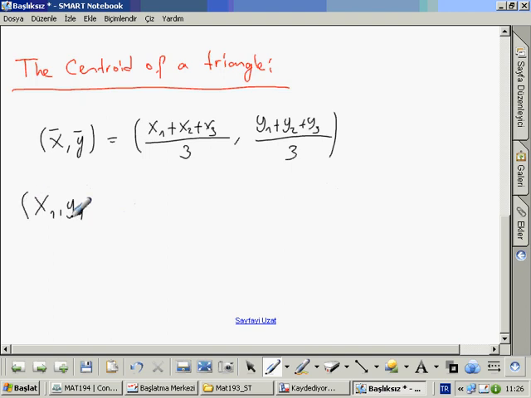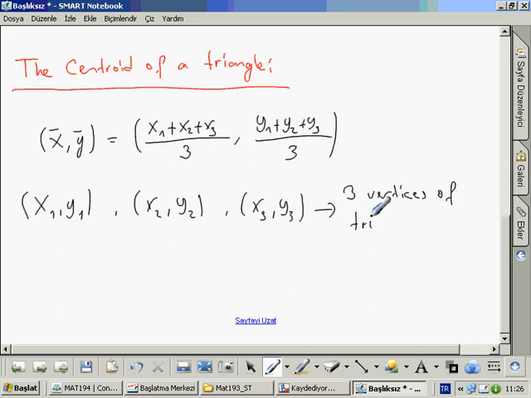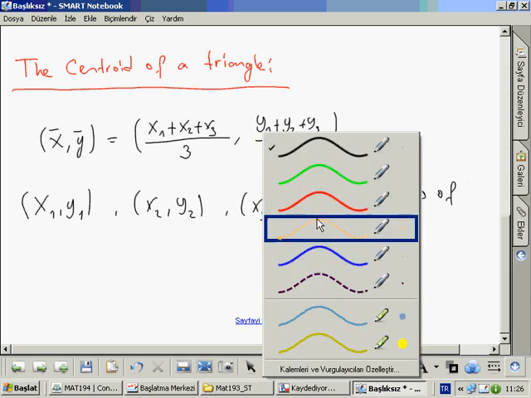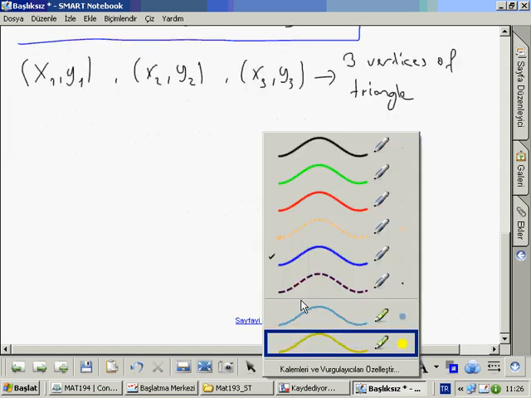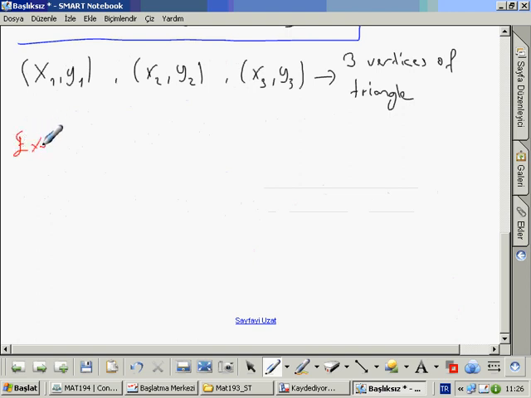Here (x1, y1), (x2, y2), and (x3, y3) are the three vertices of the triangle, and you can calculate it by this formula. Another example from your book again.